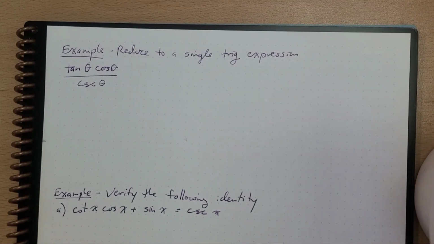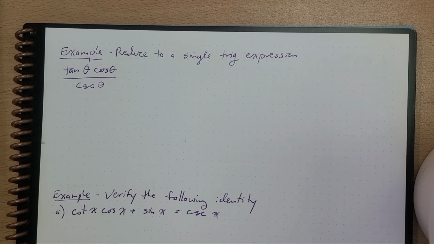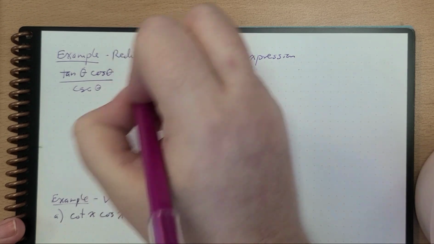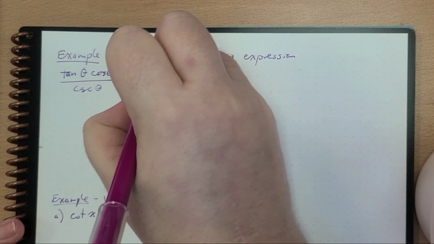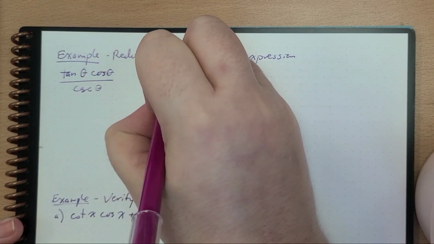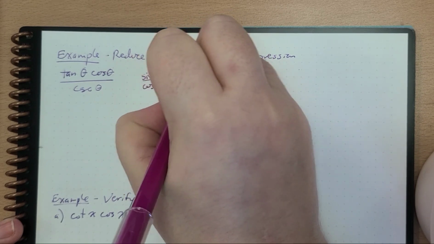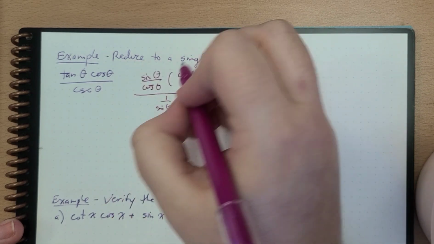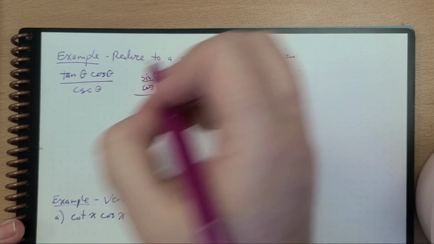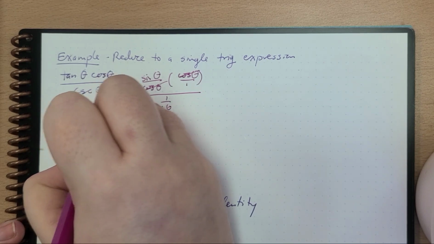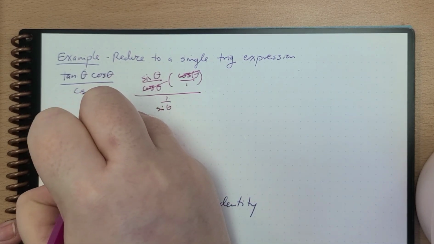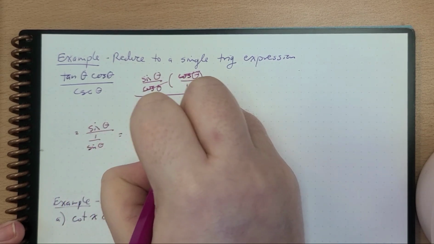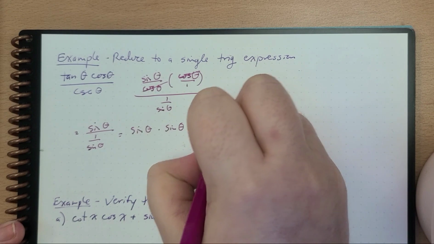Here we are asked to reduce to a single trig expression. We have tan theta cosine theta over cosecant theta. So the first thing we're going to do is rewrite this in terms of sine and cosine. So this is sine theta over cosine theta times cosine theta, over 1 over sine theta. Well, these cosines are going to cancel out, so this is actually going to equal sine theta over 1 over sine theta, which is equal to sine theta times sine theta, which is just sine squared theta.